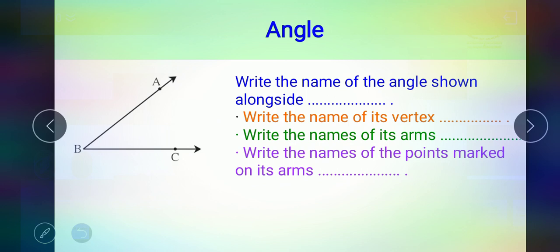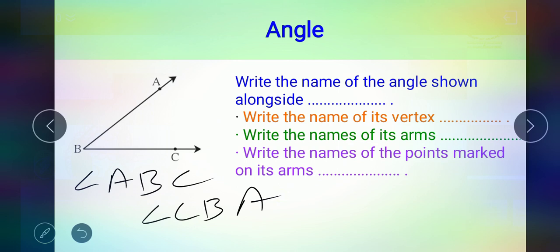When you see this angle, the name of the angle is ABC. The name can also be written as CBA. We'll call it angle ABC or angle CBA. The meaning is the same. Here the angle is formed at point B, at vertex B. In short, it can also be named as angle B.